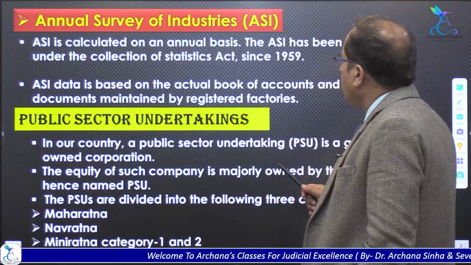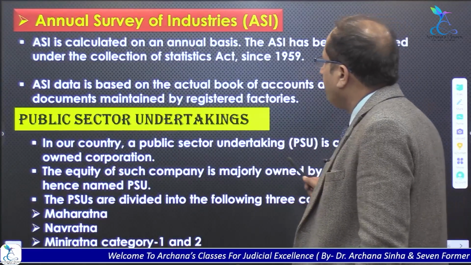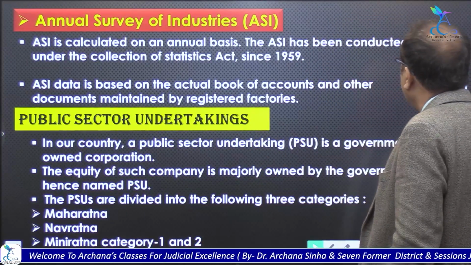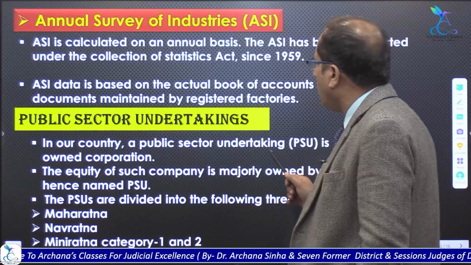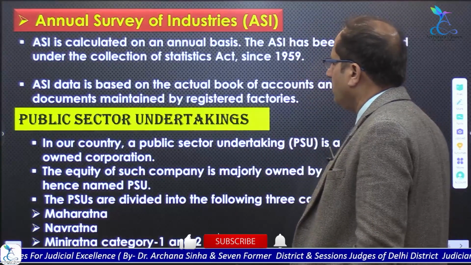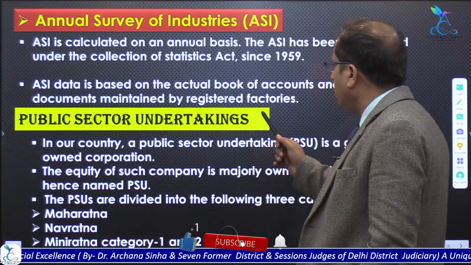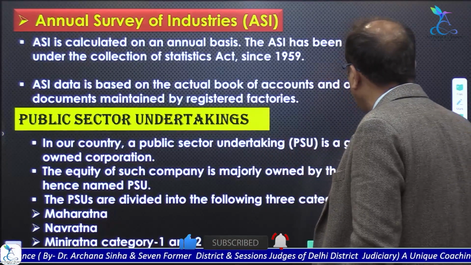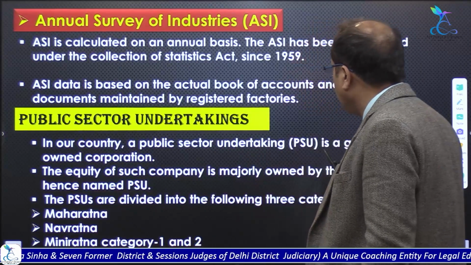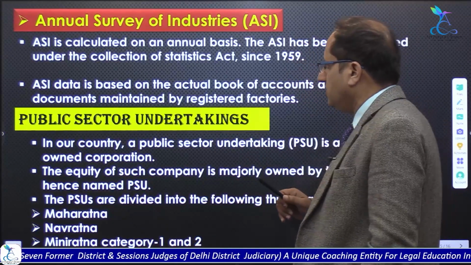Next, Annual Survey of Industries (ASI). ASI is calculated on an annual basis. The ASI has been conducted under the Collection of Statistics Act since 1959. ASI data is based on actual books of accounts and other documents maintained by the registered factories.